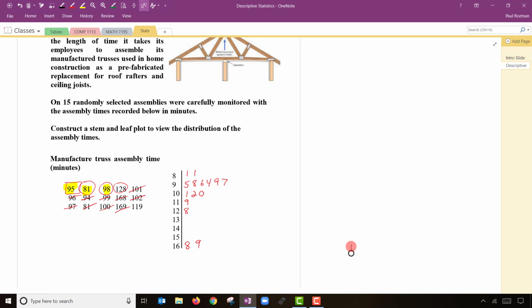Now we have this data sort of summarized, and now some things stand out. We can see that a couple of those assembly times were pretty long. We can also get an idea of the shape of the data. Basically, we've created a histogram for this data.